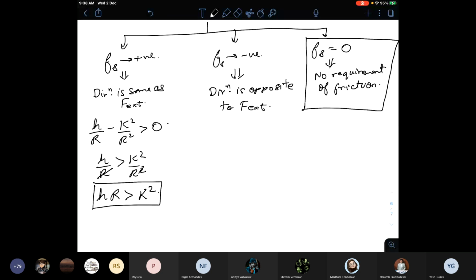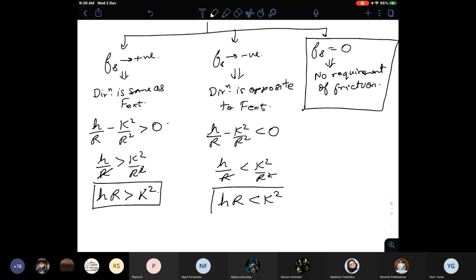Okay, if it is negative, so let's see the criteria. Your h by r minus k square by r square should be less than 0. It is negative, so it should be less than 0. So h by r should be less than k square by r square. R gets cancelled, so h into r should be less than k square. This is another criteria for negative friction, friction in the opposite direction.